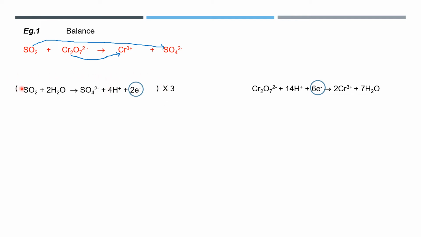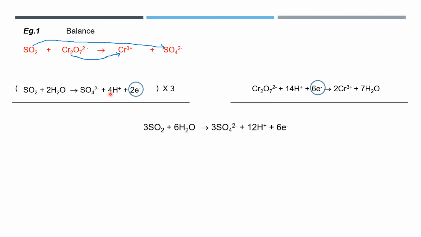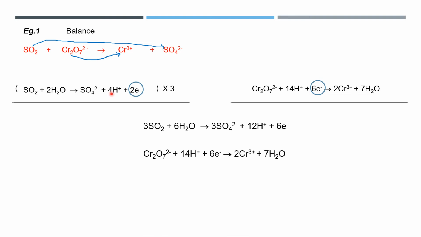So 3 will be multiplied by 1, 3 multiplied by 2, 3 multiplied by 1 here, 3 will be multiplied by 4. Okay, so this is what we end up with. We will have 3 SO2 plus 6 moles of water, giving you 3 moles of sulfate, 12 moles of H plus, and 6 electrons. You bring the dichromate equation now. So you can see the electrons are the same.